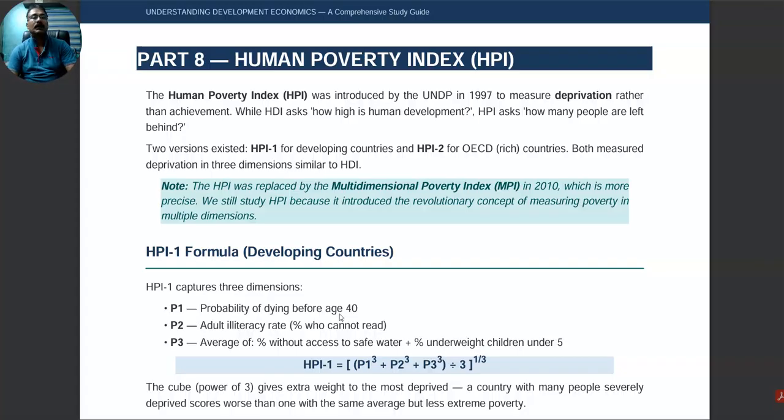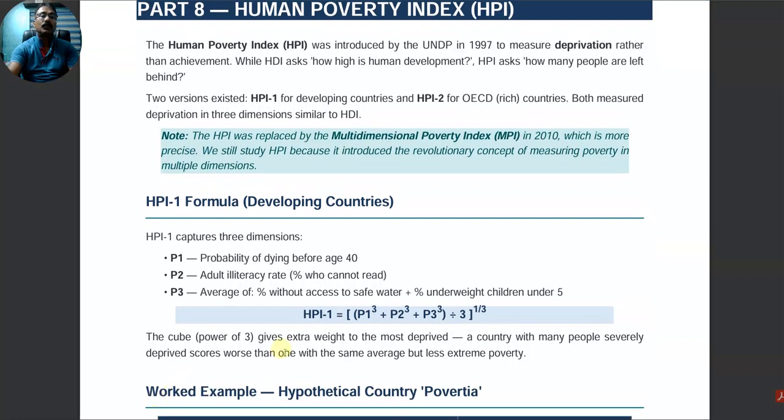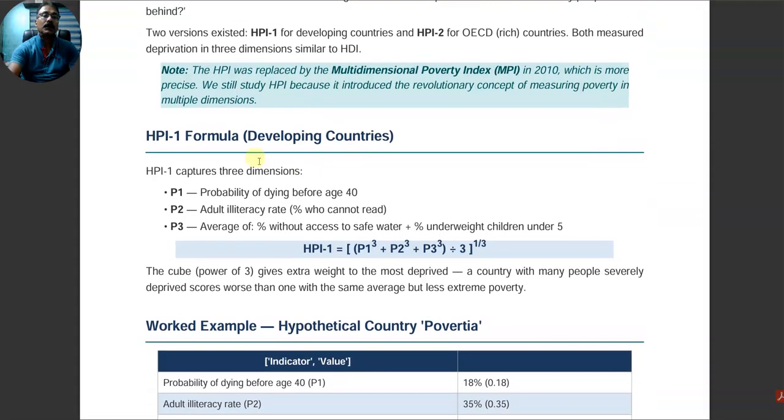Both measured deprivation in three dimensions, similar to HDI, though HPI was replaced by the Multidimensional Poverty Index in 2010, which is more precise. But we shall study HPI because it introduced the revolutionary concept of measuring poverty in multiple dimensions. What is the formula for the developing countries?